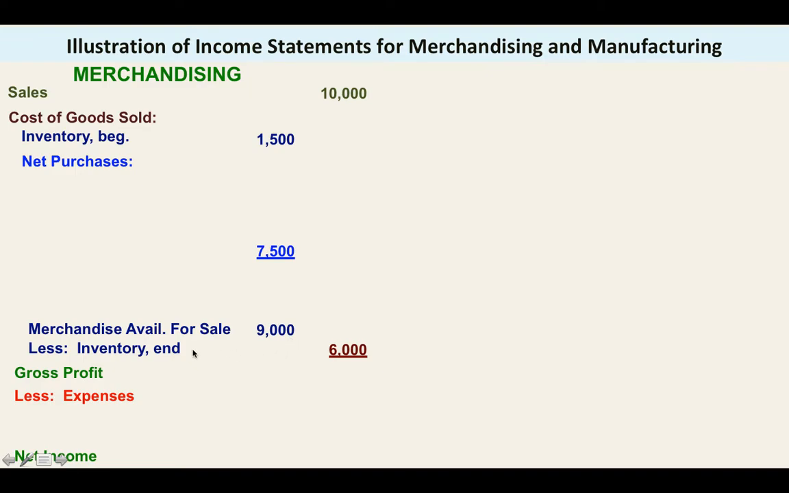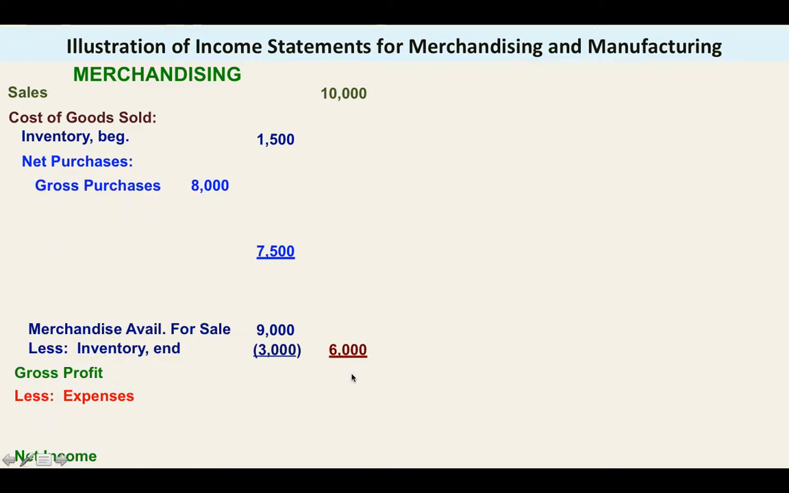Then we will take a look at the inventory and how much is the inventory. Okay? And then assuming that our inventory end is 3,000, so that's how we have computed the 6,000 cost of goods sold. Take note, class. Again, inventory beginning plus net purchases will give you merchandise available for sale less inventory, and then that will give you your cost of goods sold.